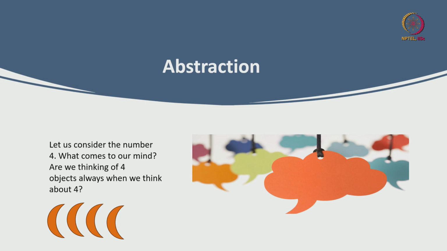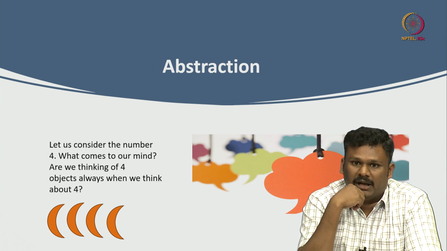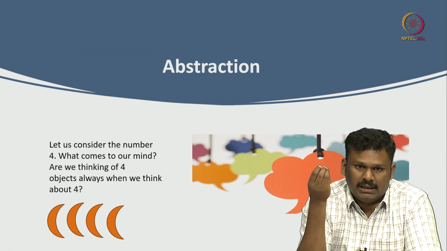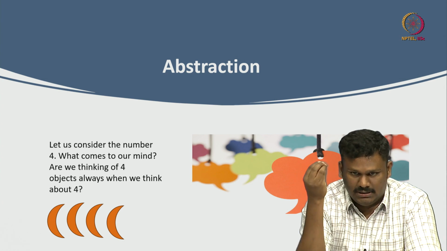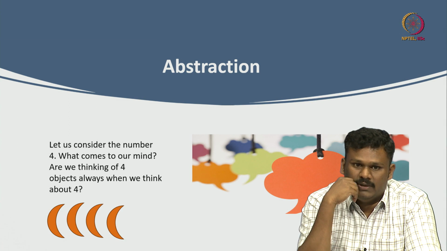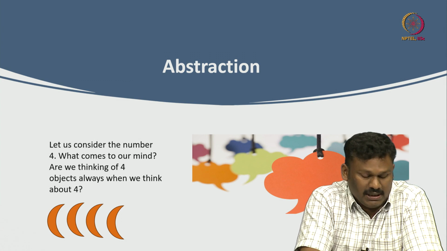Let us take the natural number 4. What comes to our mind? Are we always thinking of 4 as 4 objects? For example, if you are in primary school, in first standard or second standard, a second standard kid understands 4 as having 4 objects in hand. That is the first thing that comes to the kid's mind when you ask what is 4. But we are more matured. Our mathematical understanding is much more than a second standard kid.